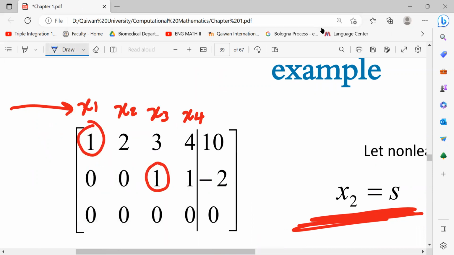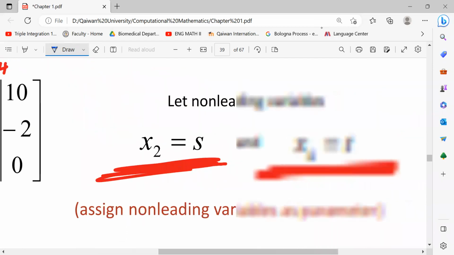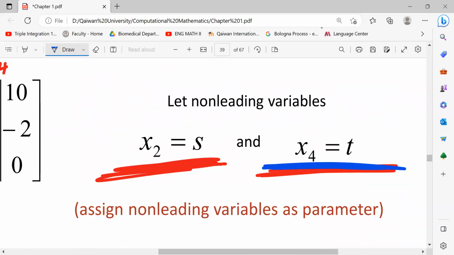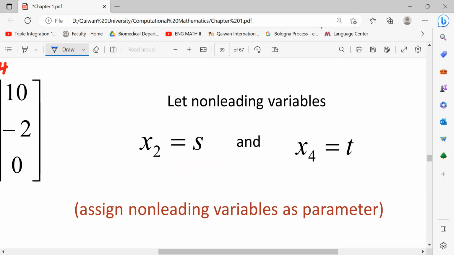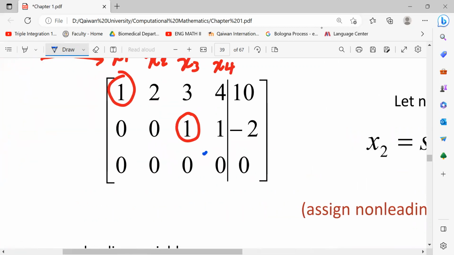x2 and x4. As you see, for x2 we have no leading entry here, and for x4 we have no leading entry here. We just let x2 and x4 be parameters, s and t. Okay? If x4 is t, look, if this is t.